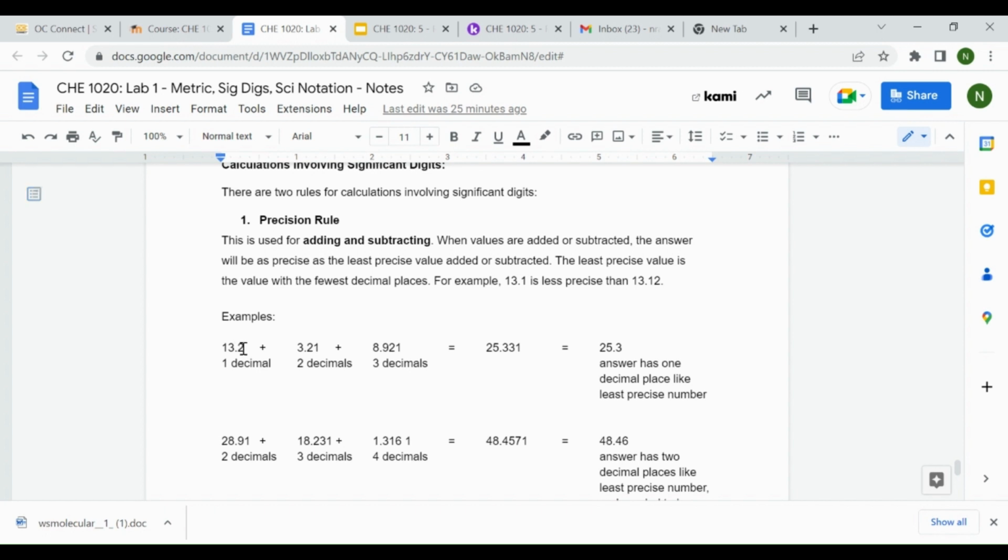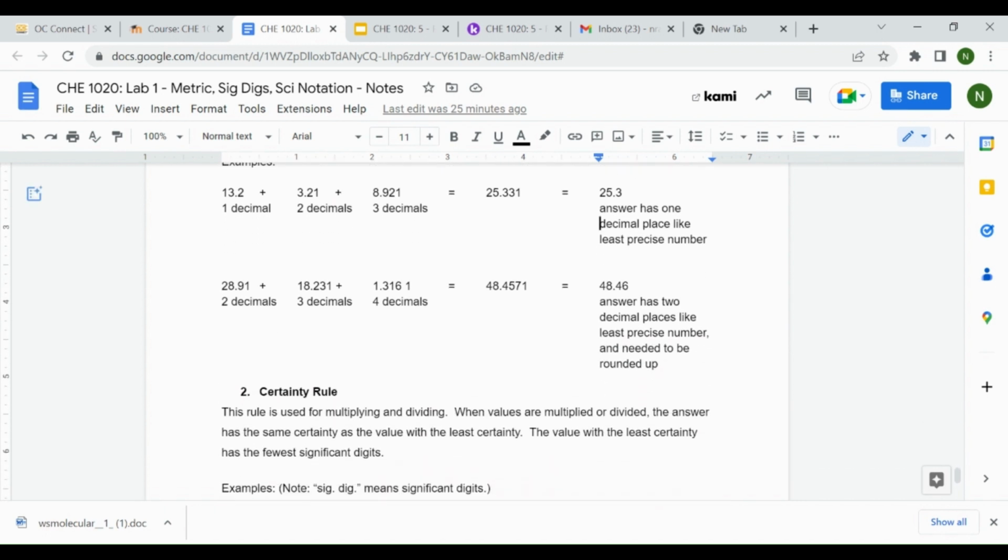So we're going to take a look at the least precise measure, take a look at the number of decimal places it has, and that's what we should express our answer to, that many decimal places. So you count up the number of decimal places in each of the numbers you're adding up, pick the lowest one, okay? The lowest one, that would be this one, and that would be the number of decimal places you'd have in your answer.